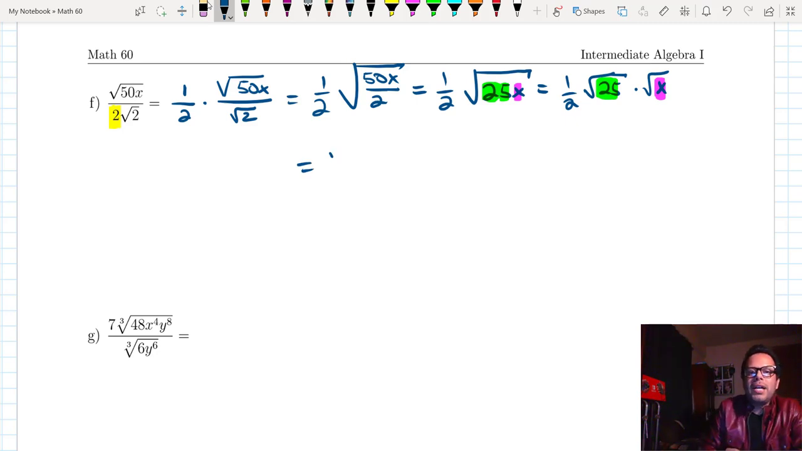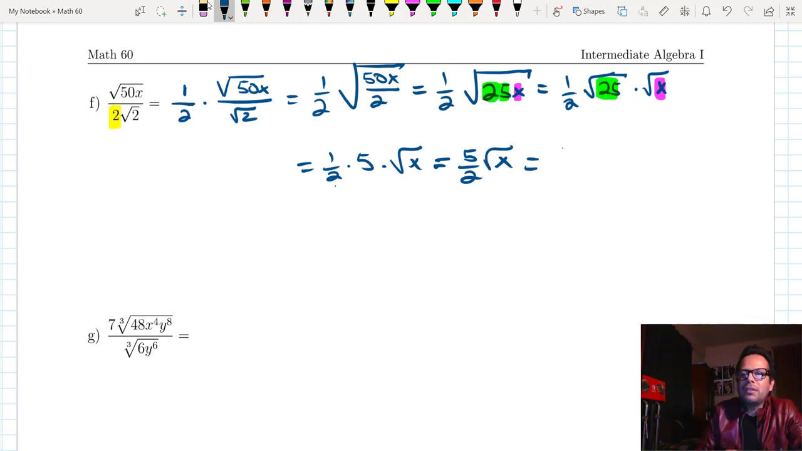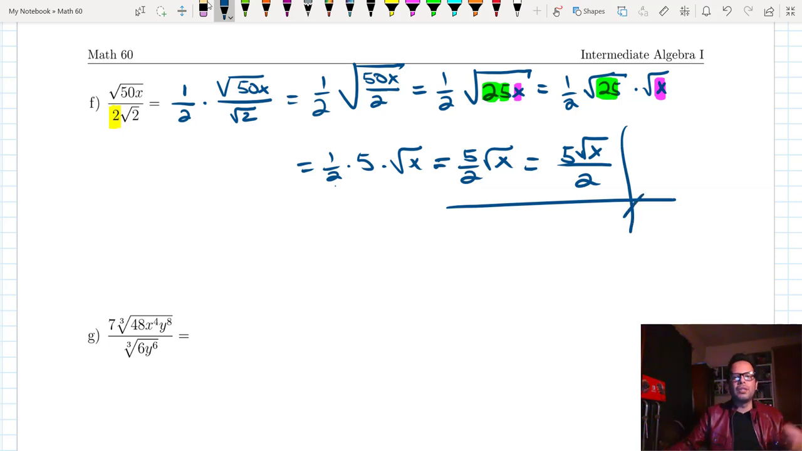So this will be 1/2 times the square root of 25, which is 5, times the square root of x. If we multiply 1/2 times 5, we get simply 5/2 square root of x. Or equivalently, this is the same as saying 5 square root of x divided by 2. Either one of these two is correct when it comes to inputting on MyMathLab. Okay.